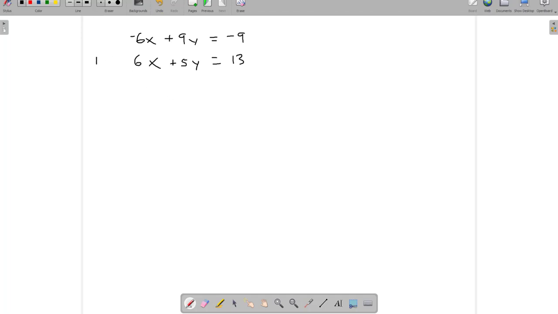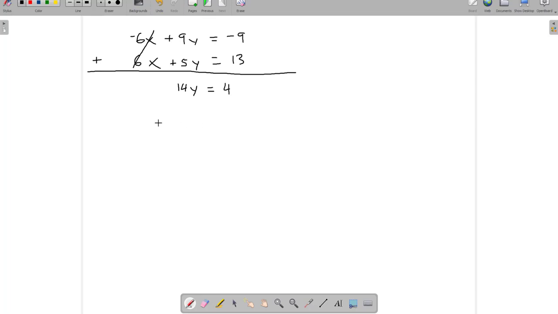We're now going to add these equations together. They line up like this, so we're just going to add term by term. So negative 6x and 6x are going to cancel out, which is what we wanted. That was our whole plan to begin with. 9y plus 5y gives us 14y. And then 13 plus negative 9 is going to give me positive 4.